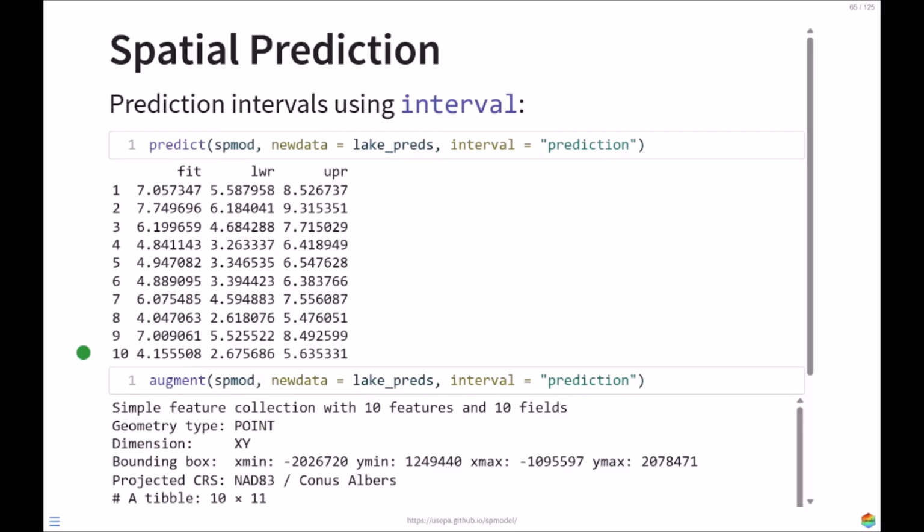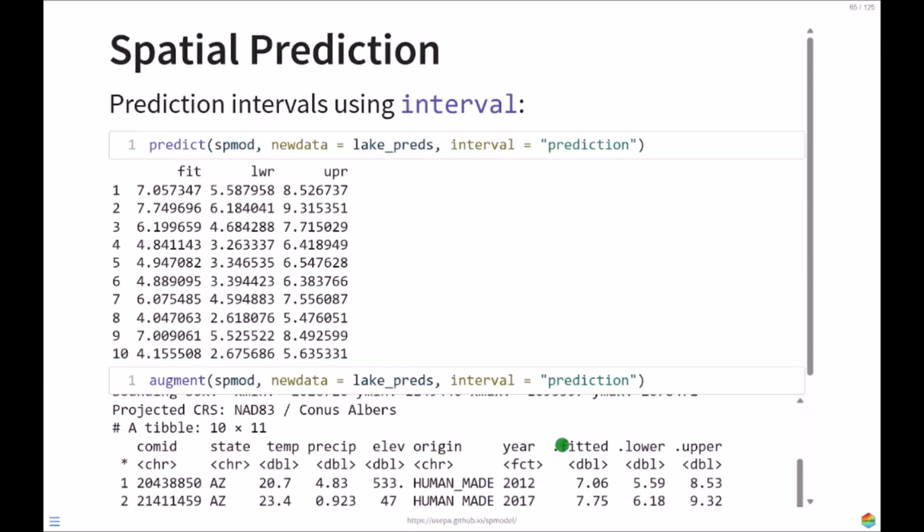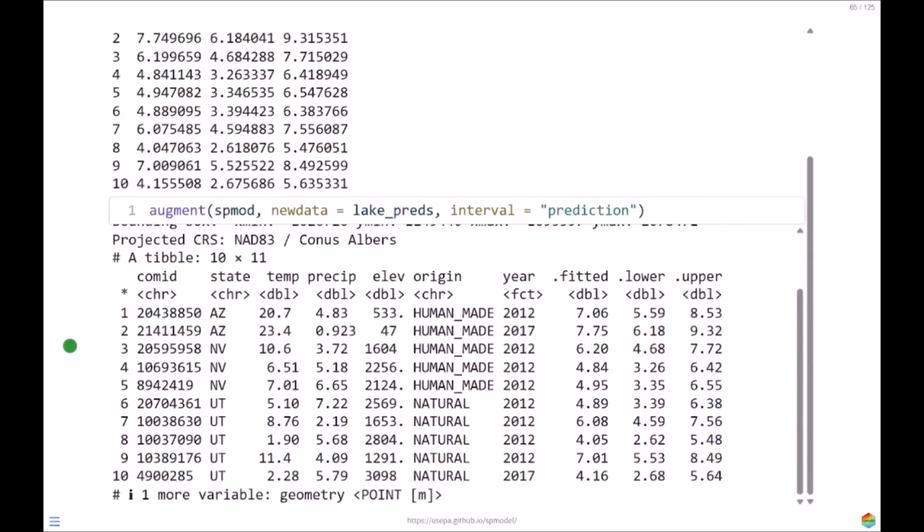So if I were to use predict here and supply the interval argument prediction, I get back predictions in this fit column and then lower and upper bounds of a 95% prediction interval. I can also supply those additional arguments to augment. So if I give it the interval argument, then the lower and upper columns are augmented to the prediction data as well.